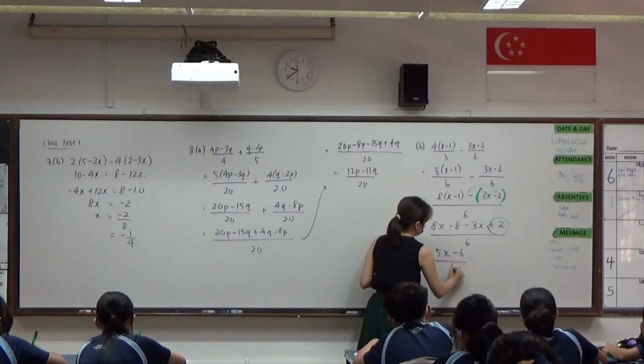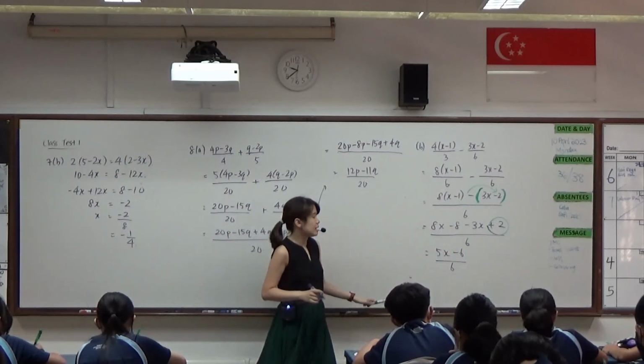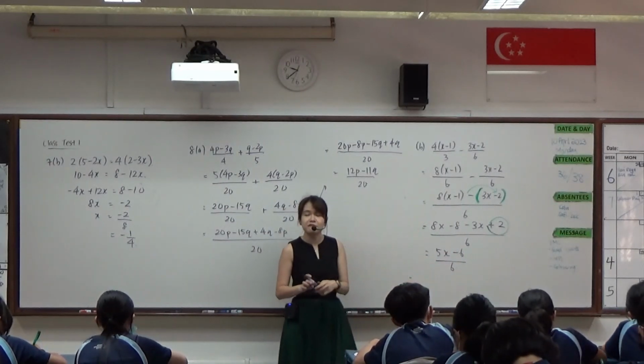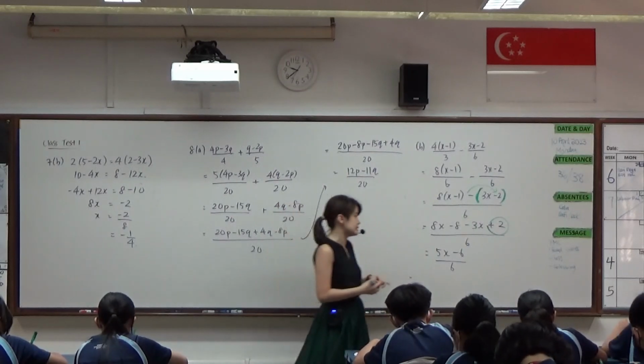Okay, then by rearranging the term and simplifying. 6 over 6.